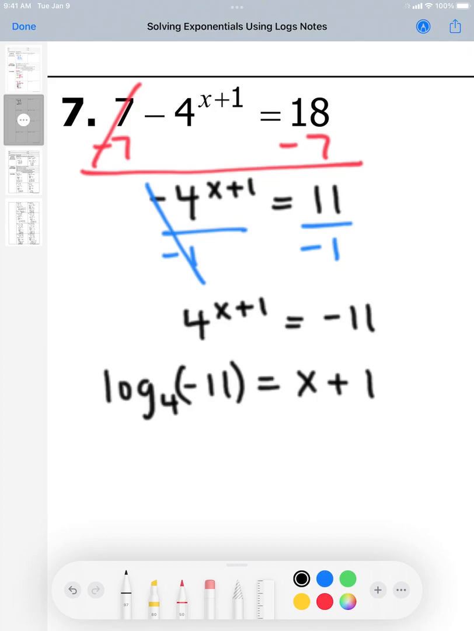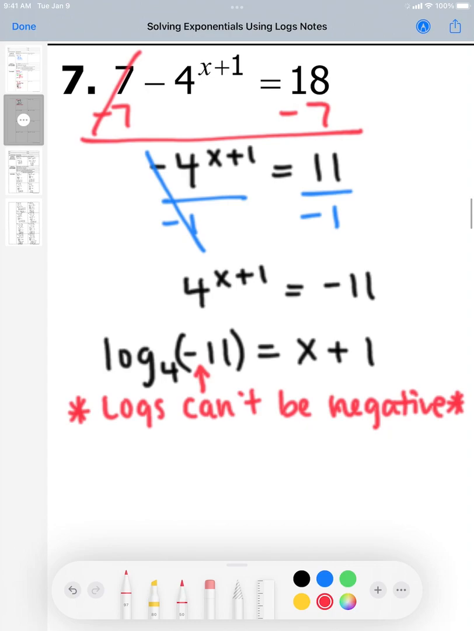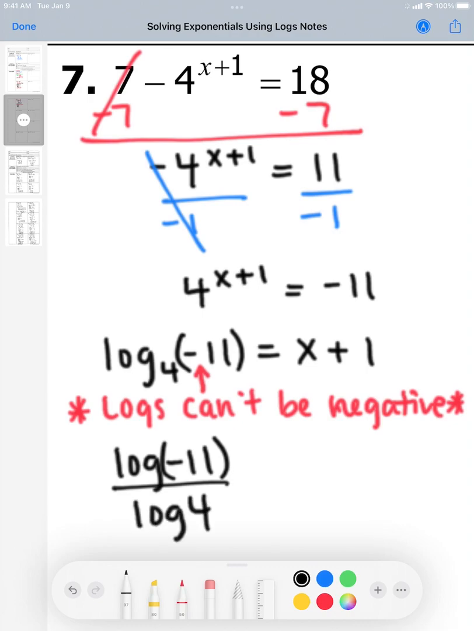Okay, remember what I said. I've said this before. Logs can't be negative. Do you guys see that the number inside the log is a negative 11? It's impossible. Say you forgot, and you try using your change of base formula, log of big number over log of little number, and you try putting that in the calculator, it gives you an error. It is impossible for logs to be negative. So instead, we're going to say that this is a no solution. Why? Because logs cannot be negative. Okay, so make sure you write that down. Make sure you remember that.